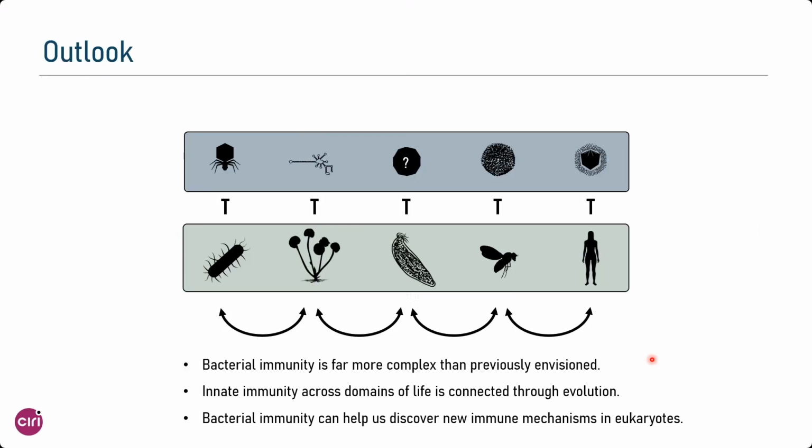And going further, we can hypothesize that if bacterial viruses and eukaryotic viruses encounter similar defenses in their hosts, it's tempting to speculate that maybe they also evolved similar ways to evade these immune pathways. So we anticipate in the future, in the next few years, that we'll start discovering immune evasion principles that are also common between phages and eukaryotic viruses.